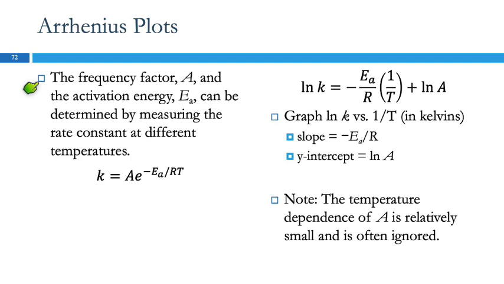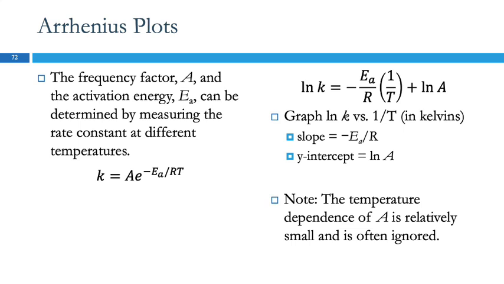So we got the frequency factor, A, and the activation energy, E of A. How can we figure out what those numbers are? Well, we can measure the rate constant at different temperatures. So we keep all the concentrations and everything else the same. We run the reaction, we find the rate constant, and then we change the temperature. We run the reaction again and find the rate constant.